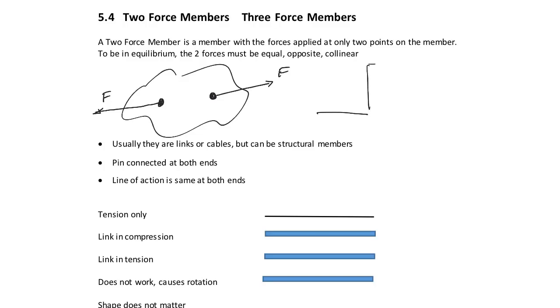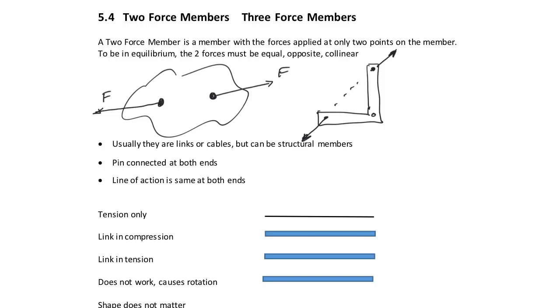If the shape is like this, if I have a force that is pulling in this direction, then the only way for this to be in equilibrium is to have another force pulling equal and opposite with the same magnitude. It has to be equal, opposite, and collinear like that. So the shape doesn't matter. It can be any shape.